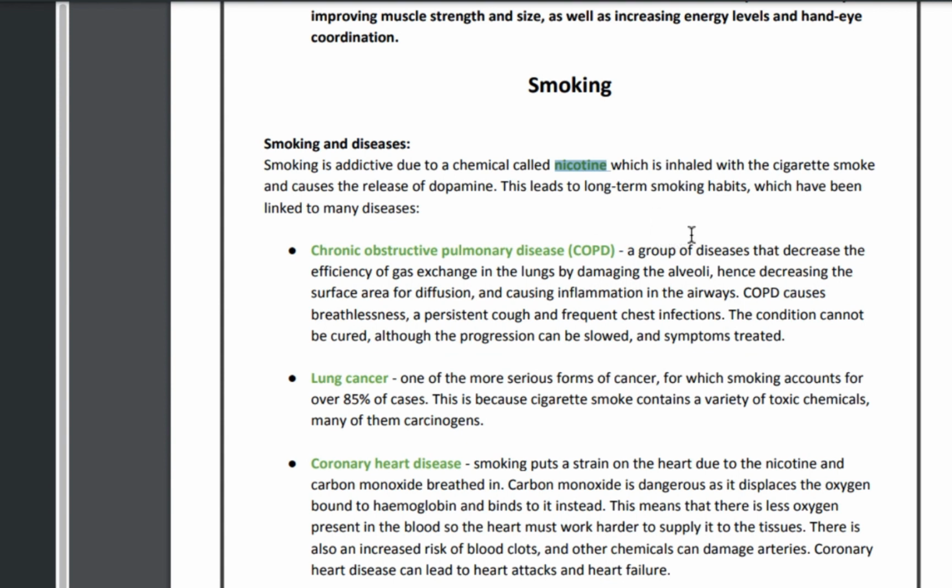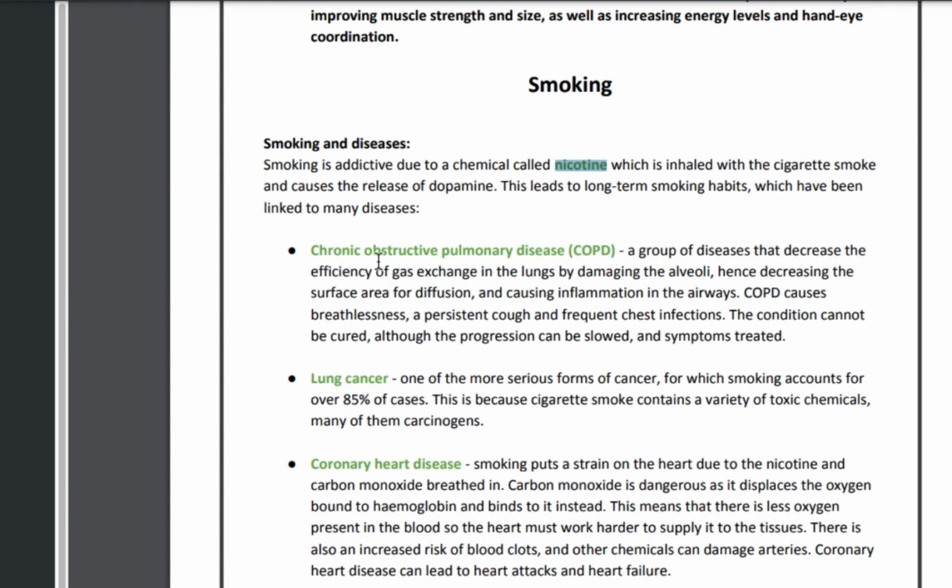Nicotine is inhaled when you inhale any cigarette smoke, and it causes the release of dopamine. Remember, dopamine causes what? The stimulation of a neurotransmitter that will make your system super high. This leads to long-term smoking habits, which have been linked to many diseases. This nicotine stimulates dopamine, and this keeps you smoking continuously, and that will then result in so many other diseases that will affect you because you keep smoking.